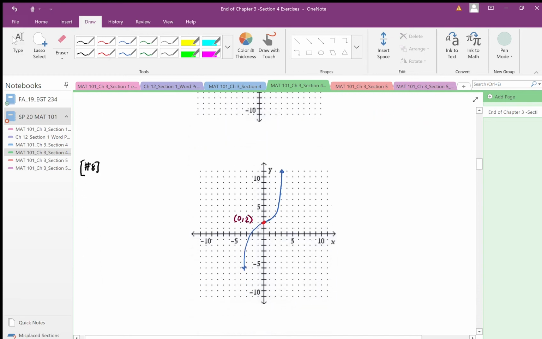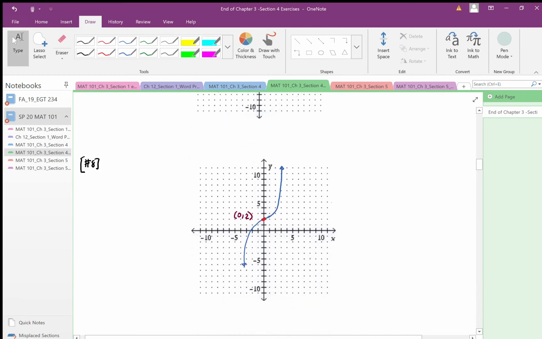Now we see here that the basic function is going to be x cubed. So for x cubed, we see that it moved up 2. So the function is going to be f of x equals x cubed plus 2. This is your answer right here.